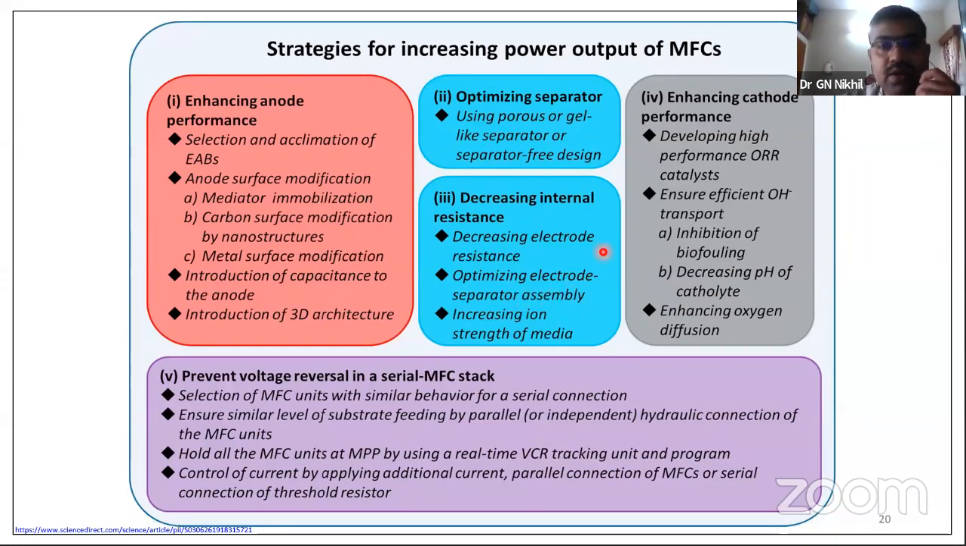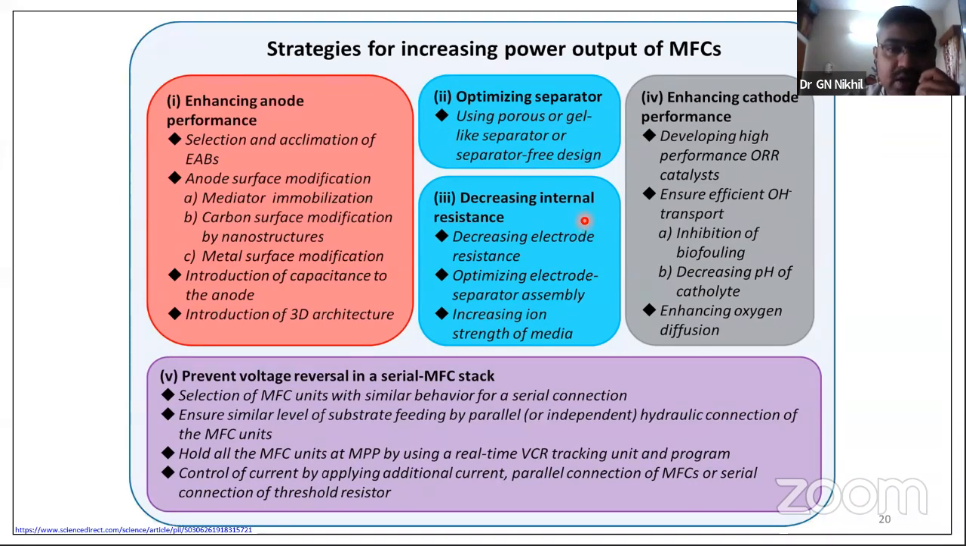The second thing is optimization of separators. You have the proton exchange membrane, which I told you about. Alternatively, you can use an anion exchange membrane or cation exchange membrane. Certain people have used those, but the widely cited one is the proton exchange membrane, Nafion, which is expensive in nature. So people have been working on cheaper or better sources of these membranes, which are more porous in nature, gel-like separators, that can be used for the transfer of protons.